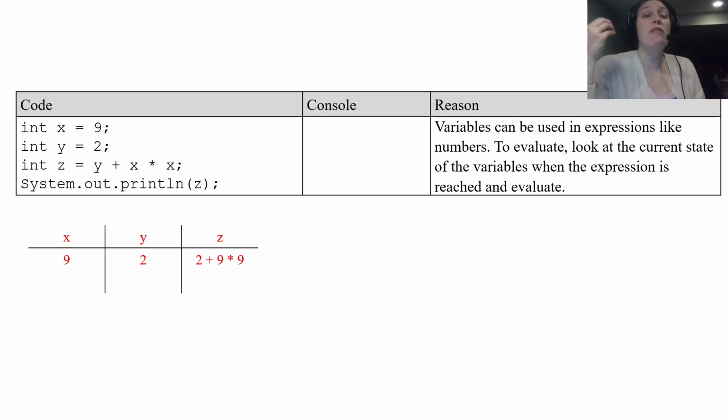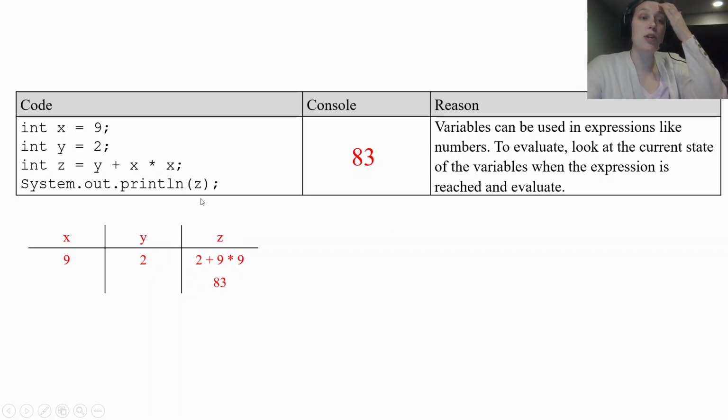Java will evaluate that expression before it stores it in the variable Z. So with 2 plus 9 times 9, the 9 times 9 gets evaluated first. That's going to be 81. Then it's 2 plus 81 to give us 83. So 83 is now stored in Z, and when you go to print the value of Z, you're going to print off an 83.